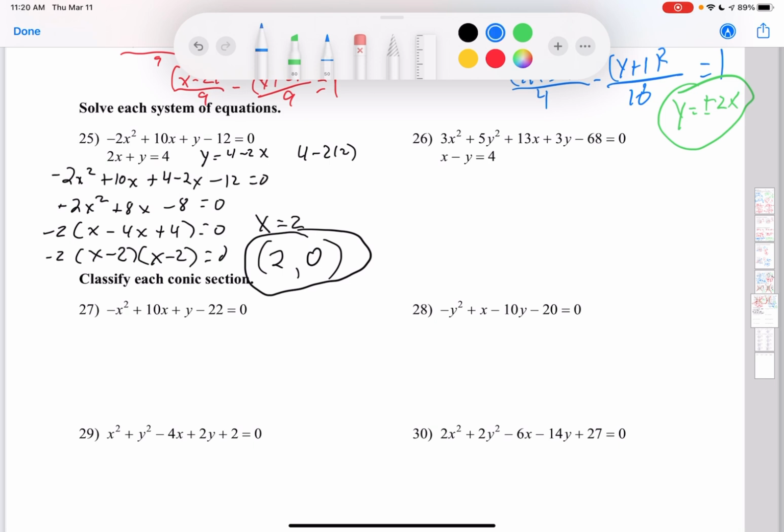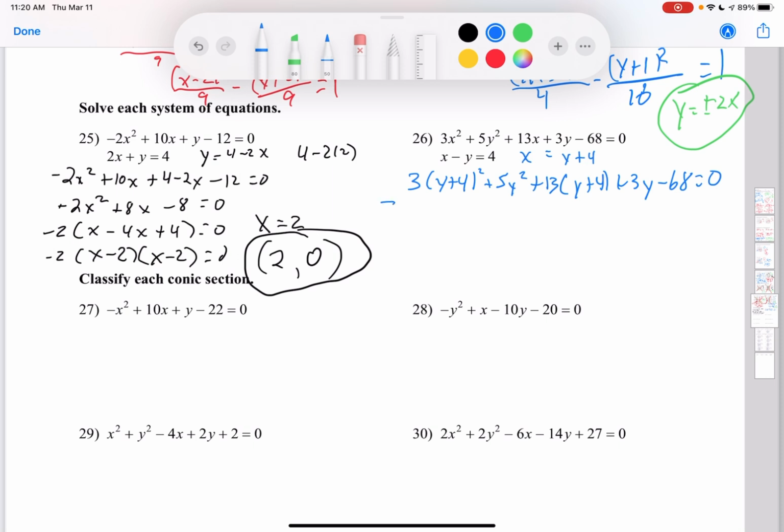26, same way. I'm going to solve this one for x. It's going to cause a little bit more of a, well, not really. This is going to be a long one. So 4x is equal to y plus 4. So anywhere I see an x, I'm going to replace it with a y plus 4. So this would be 3 times y plus 4 squared plus 5y squared plus 13 times y plus 4 plus 3y minus 68 equals 0.